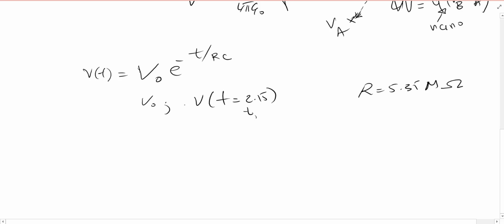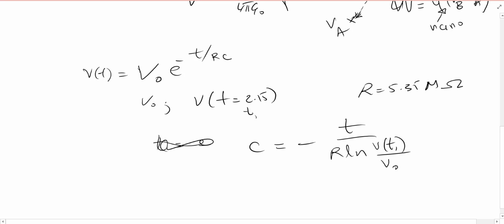All we have to do is solve for C, which is equal to the negative of T over R times the ln of the ratio of the potential at instant T1 over V naught. Obviously this number is less than 1, so the ln is negative, which cancels this negative, and you're going to find a capacitance of the order of, because R is of a mega, the answer is going to be of a microfarad. As a matter of fact, it was so small that it was 0.15 microfarads, I think the correct answer, or 150 nanofarads.